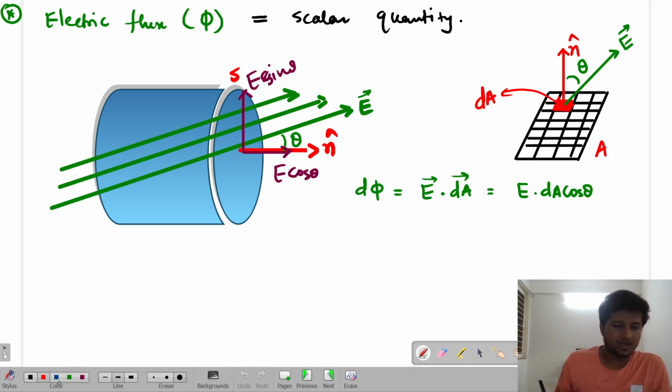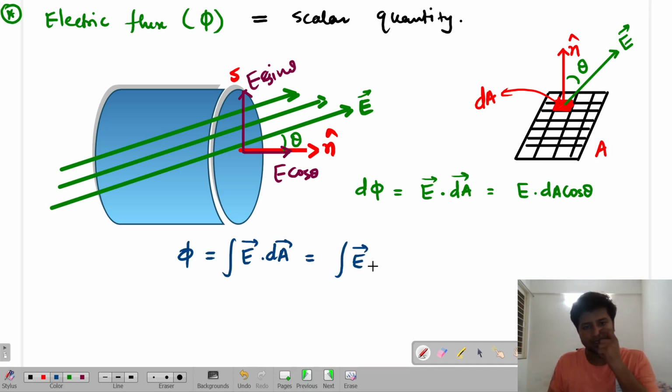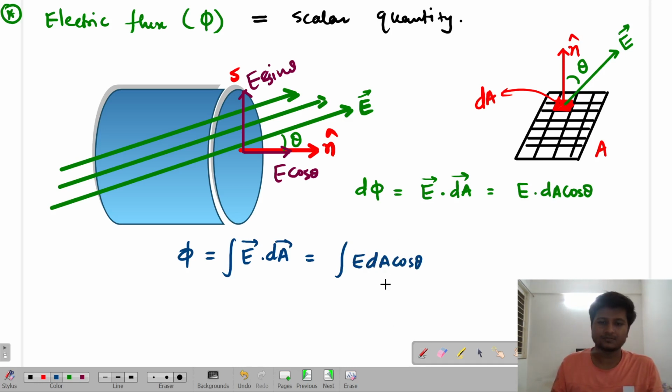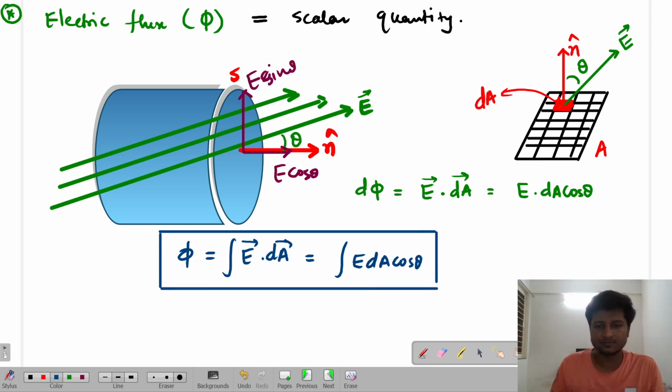So therefore, if I want to define the net flux through the whole surface area, net flux is given as the integral over the total area of E dot dA vector, which is equal to integral E dA cos theta. Are you able to get me or not? And this is how flux is defined. Are you able to get me?